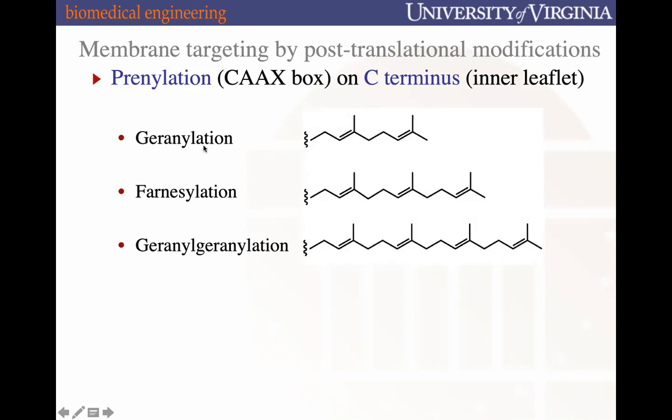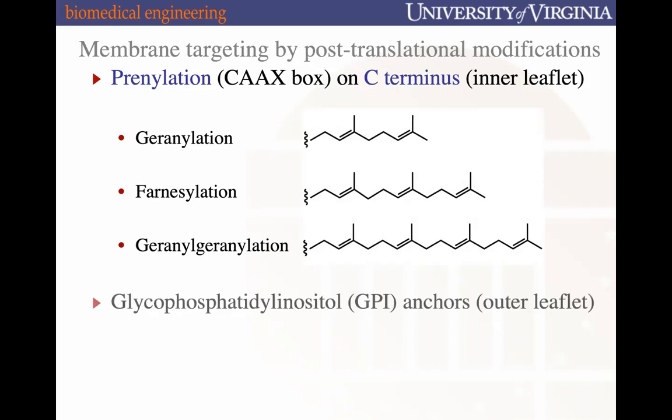So geranylgeranylation is two prenyl groups, a two-prenyl-group modification. Farnesylation is a 3 prenyl group modification, and then whenever there's 4, they couldn't come up with a name for 4, so they did geranylgeranylation modification. And so these are going to be the number of prenylation events that occur on the C-terminus in response to the presence of a CAAX box.